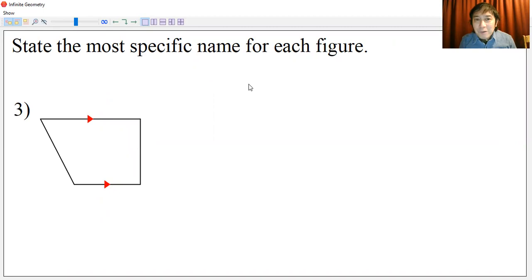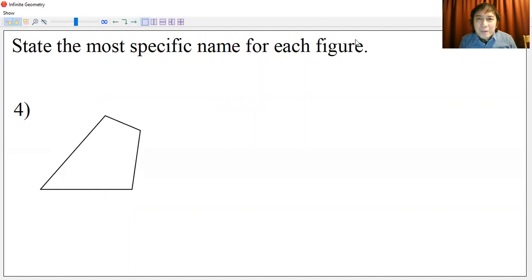State the most specific name for each figure. This is another quadrilateral. You can see there's only one pair of opposite sides parallel. Now, if you only have one pair parallel and the other pair is not, then you have a trapezoid. So our answer is trapezoid. Let us verify the answer. Is it trapezoid? Yes, it is. All right, so let's continue with the next.